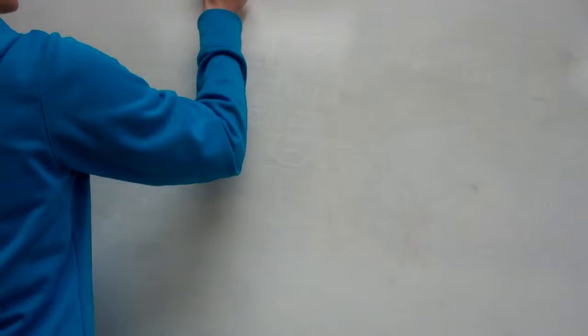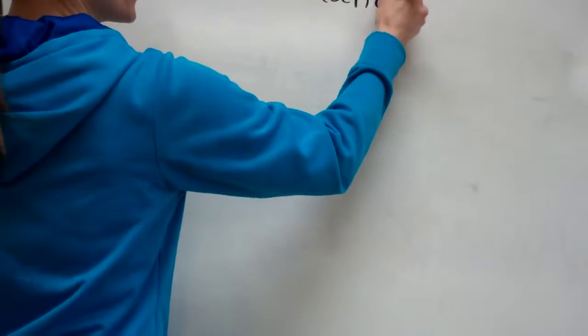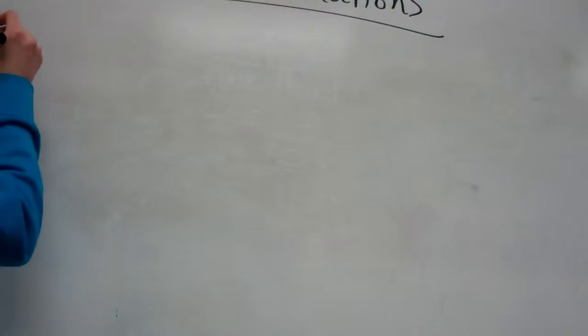Called transformations. Now, there are 3 types of transformations. Everybody write this word: Transformations. That's the word I want you to write at the top. Now, I'm going to tell you 3 of our words that we use, and then I'm going to tell you the mathematical word that they use. So, for example.